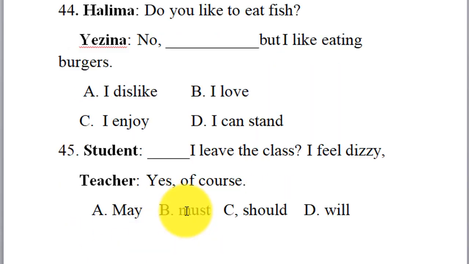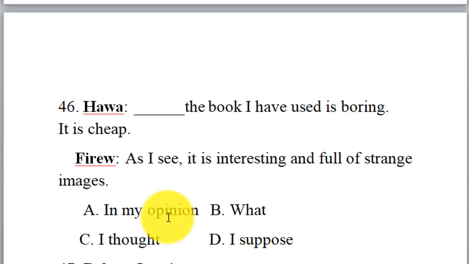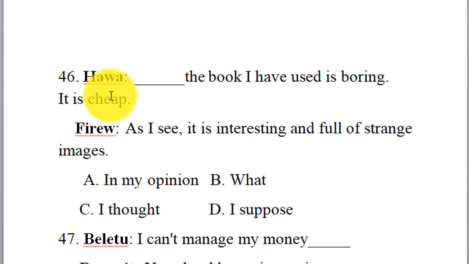Back. Right. Question number 46. Hawa and Freo. Hawa: The book I have used is boring. It's cheap. The book I have used is boring. It's cheap. Yeah. This is her feeling actually. Freo: As I see, it is interesting and full of strange images.